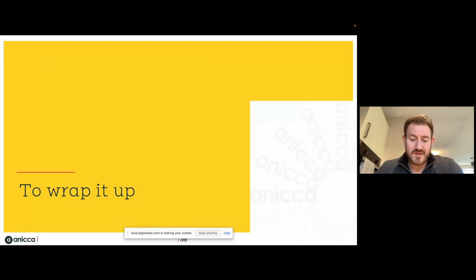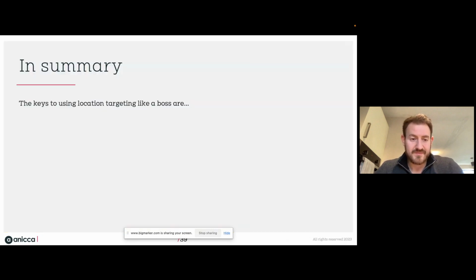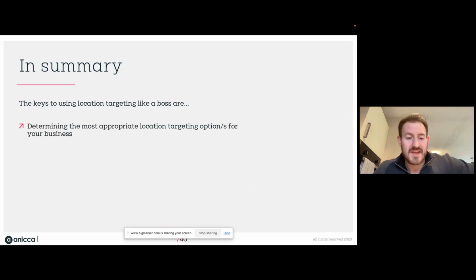So to wrap that all up for us today, in summary, the keys to using location targeting like a boss. Again, just coming back to like a boss. I don't know why I did that to myself. It's far too cheesy.